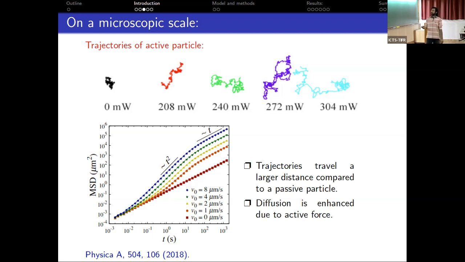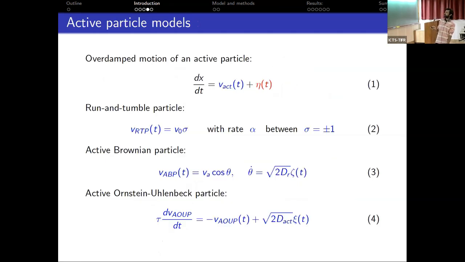When you calculate the mean square displacement for these particles, initially all of them follow a ballistic behavior that goes as t squared, but at later times all of them follow diffusive behavior, where the amplitude of the diffusivity scales with the activity parameter v0. This is called enhanced diffusion, and it appears due to the active nature of the particles.